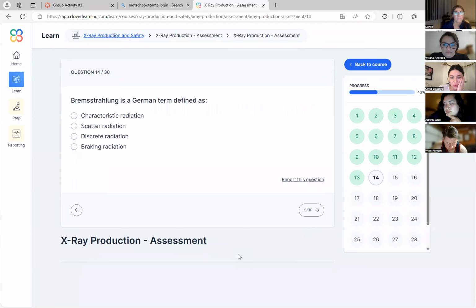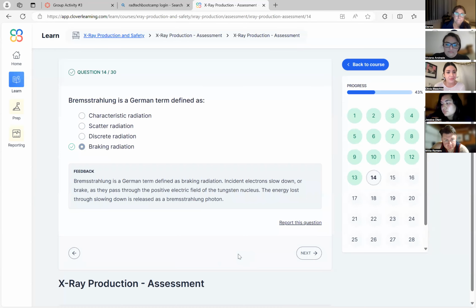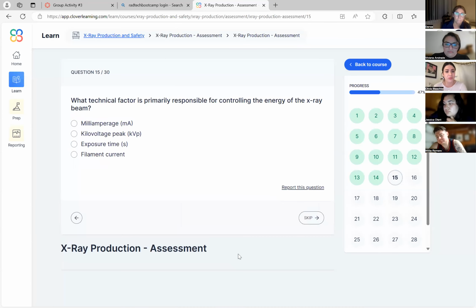Danae, are you next? I think so, yeah. Okay. Bremsstrahlung is a German term defined as braking radiation. Okay. And then next is me. What technical factor is primarily responsible for controlling the energy of the X-ray beam? This one is also kilovoltage peak.